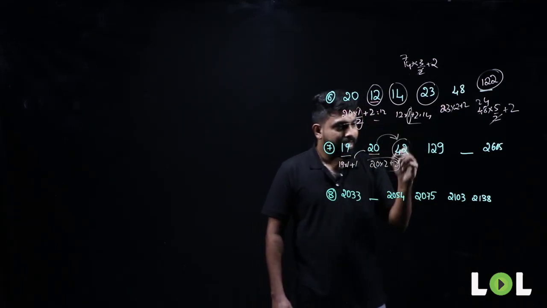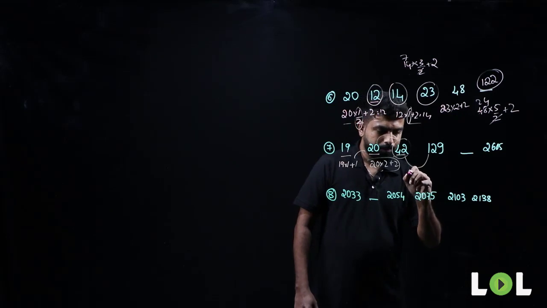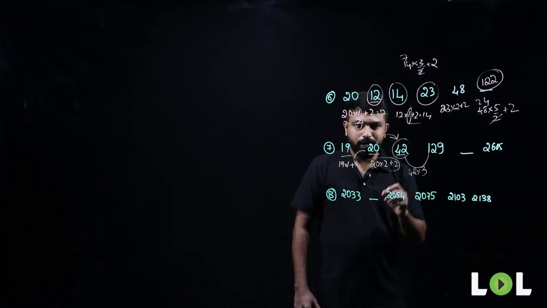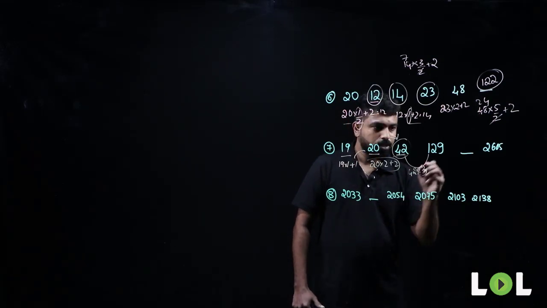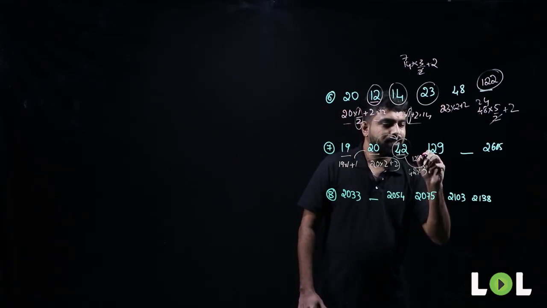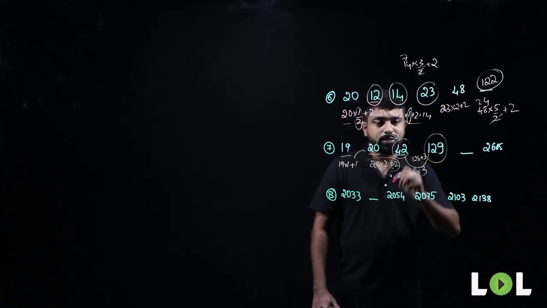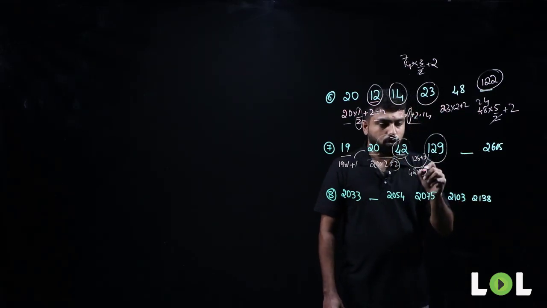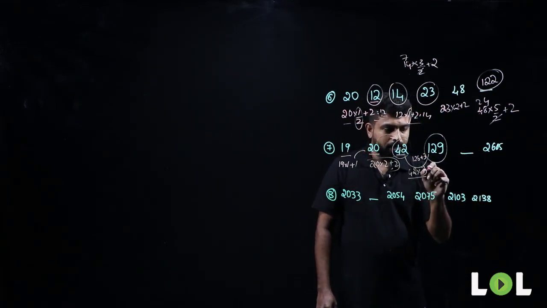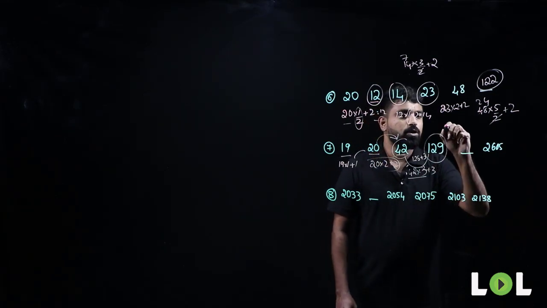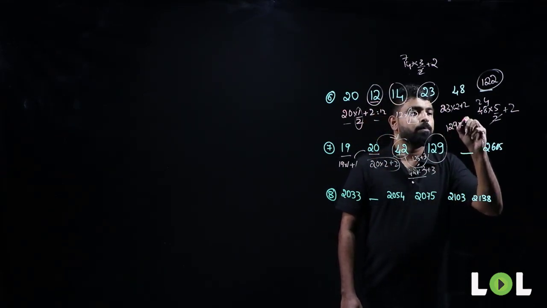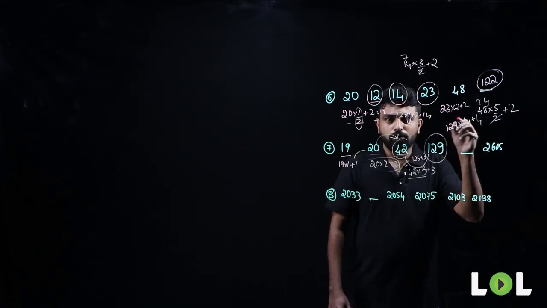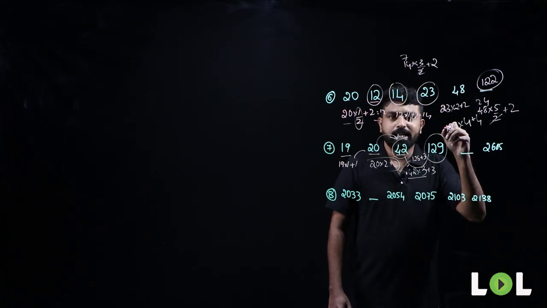So let me check this logic again. So 42 into 3. What do I get? 40 into 3 gives me 120. 3 into 2 gives me 6. So 126. 126 plus 3 gives me 129. Yes, my logic is correct. So let me apply that logic to get my answer. Till here we have done into 3 plus 3. Now it should be into 4 plus 4. So 129 into 4 plus 4. 100 into 4 gives me 400. 20 into 4 gives me 80. So 400 plus 80 is 480.